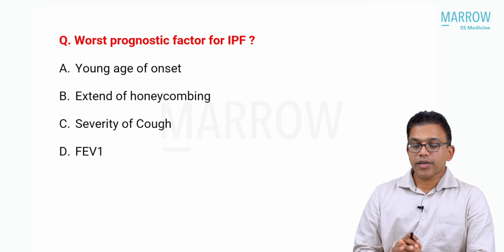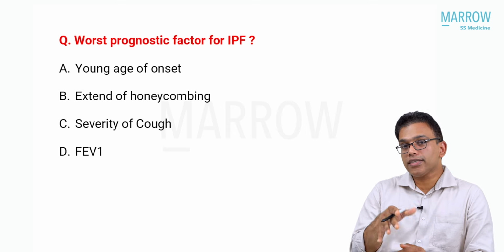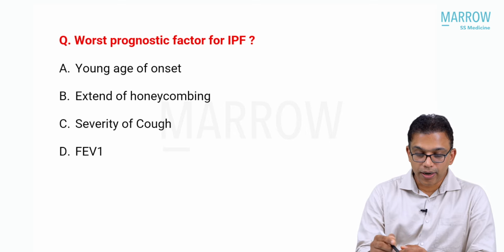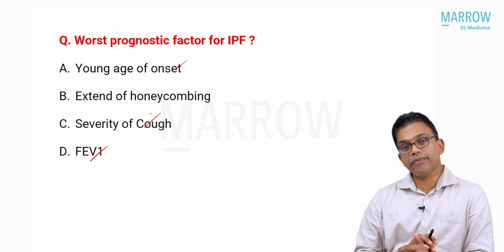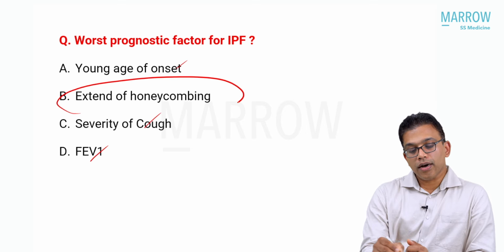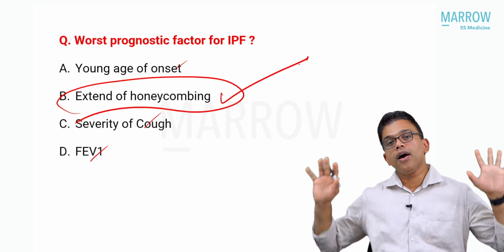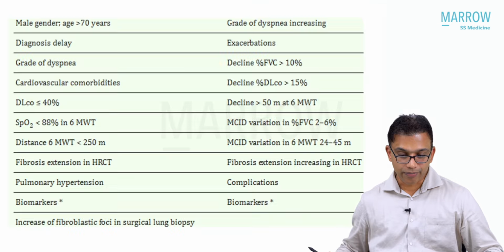Worst prognostic factor for IPF. Again, this has been discussed in the module on IPF. Many questions we have discussed. The options are young age of onset, extent of honeycombing, severity of cough, FEV1. Even by using logic you can pick up the answer: extent of honeycombing is always a bad prognosis in IPF.